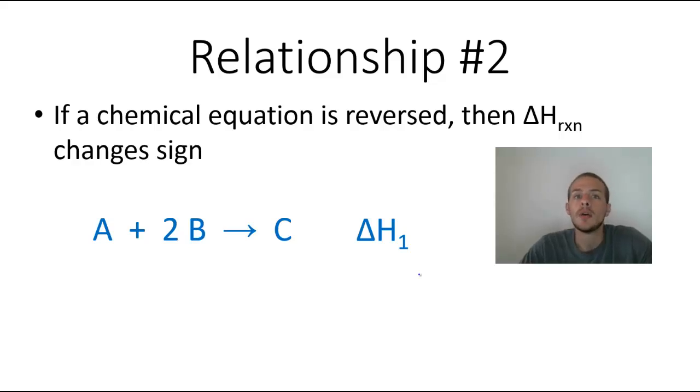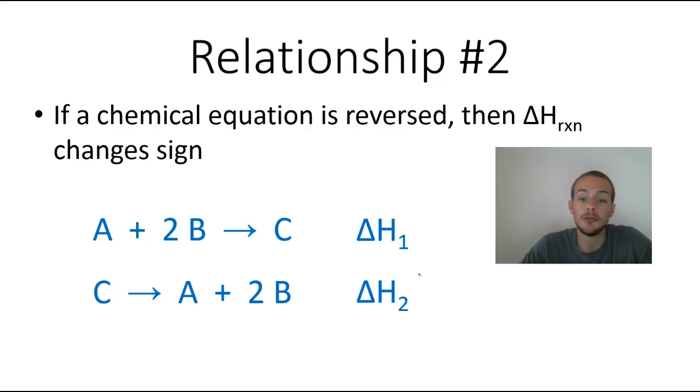And let's say that we reverse this equation, well that's going to give us C yields A plus 2B. If I want to know the delta H for this equation, which I'll call delta H2, then I'm simply going to reverse the sign of delta H1. So to get delta H2, it's simply going to be the negative, or the opposite, of that first delta H value.